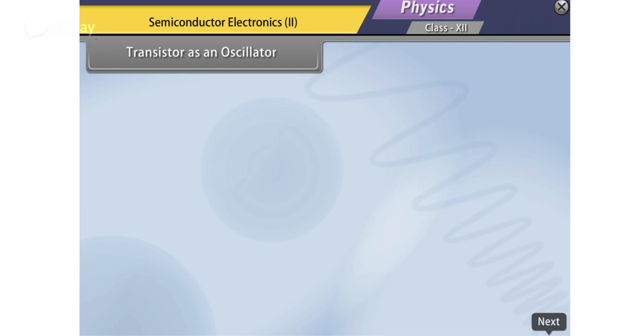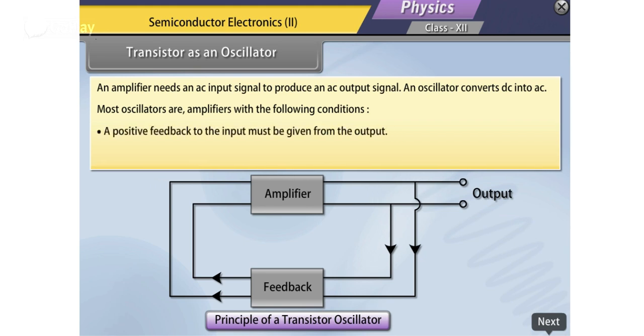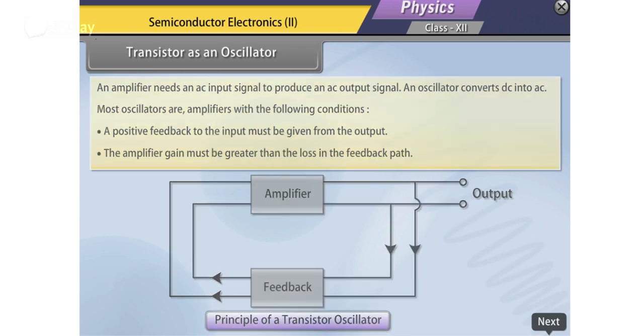Transistor as an oscillator. An amplifier needs an AC input signal to produce an AC output signal. An oscillator converts DC into AC. Most oscillators are amplifiers with the following conditions. A positive feedback to the input must be given from the output. The amplifier gain must be greater than the loss in the feedback path.